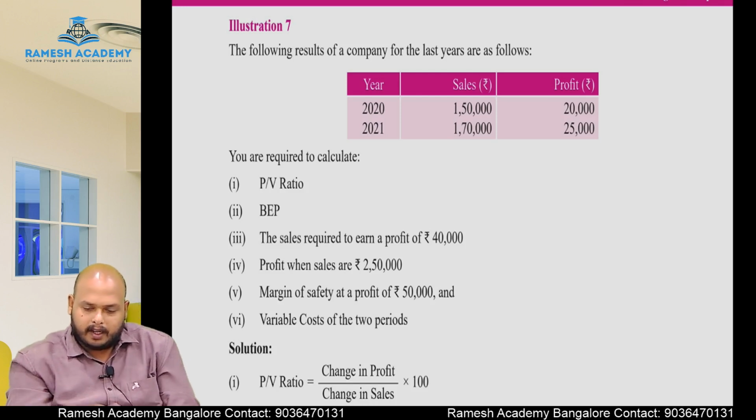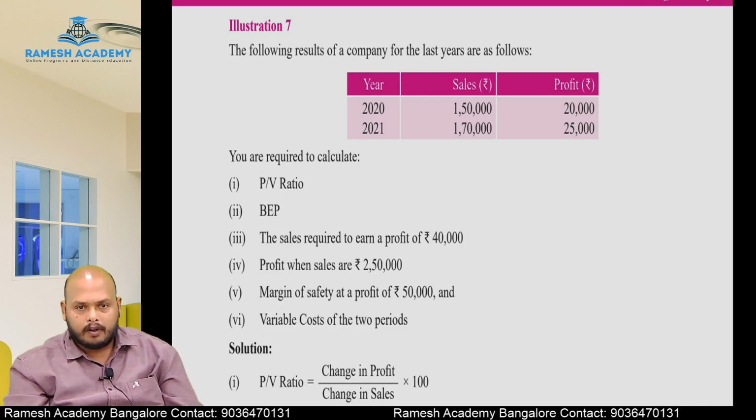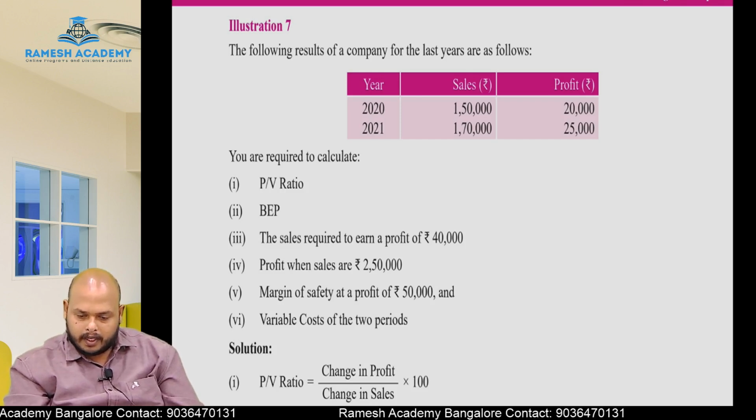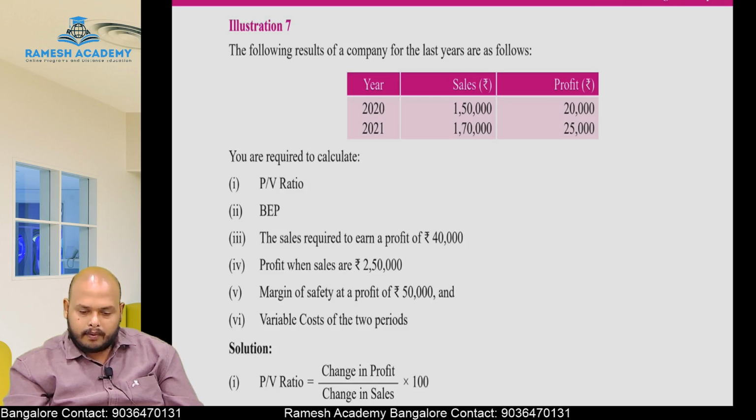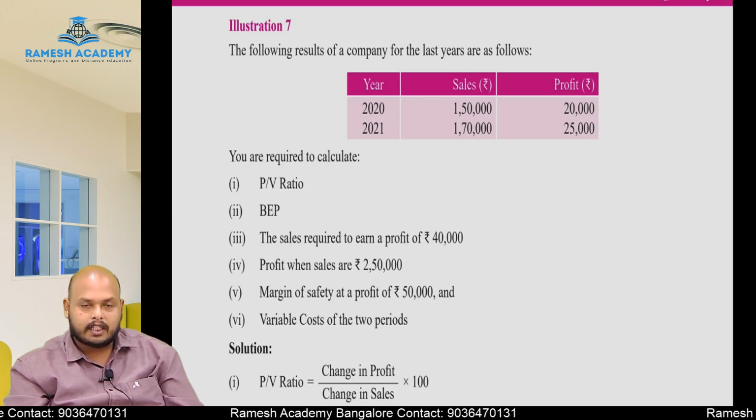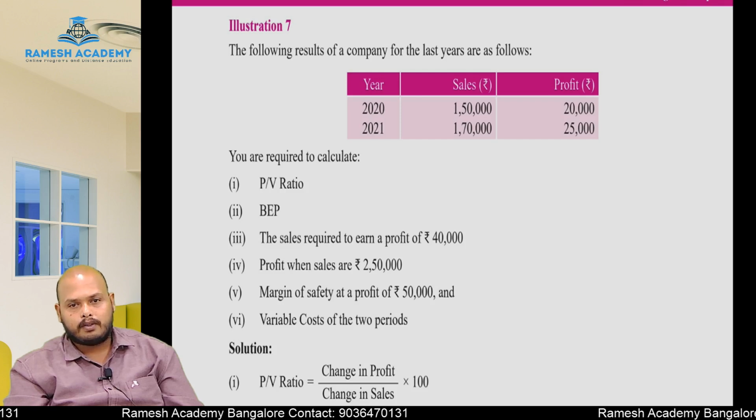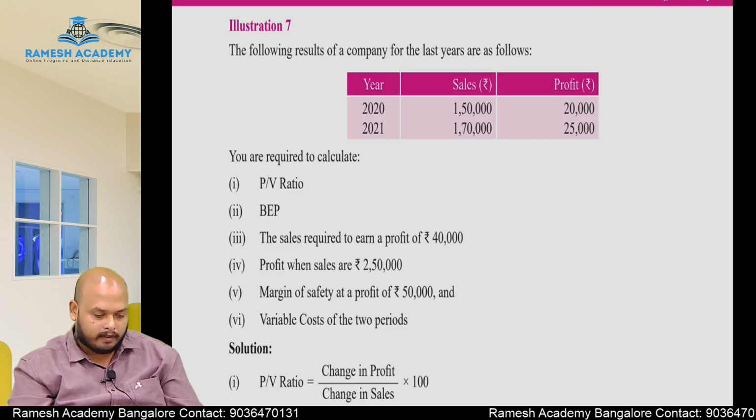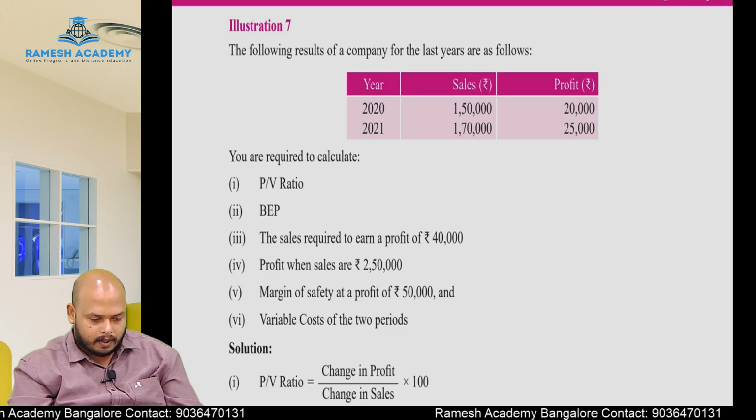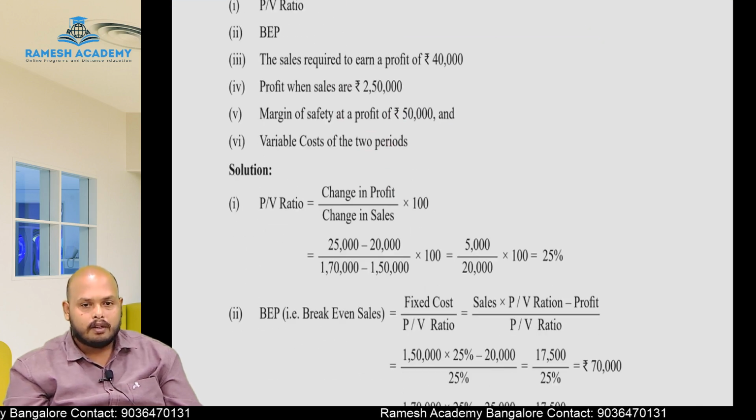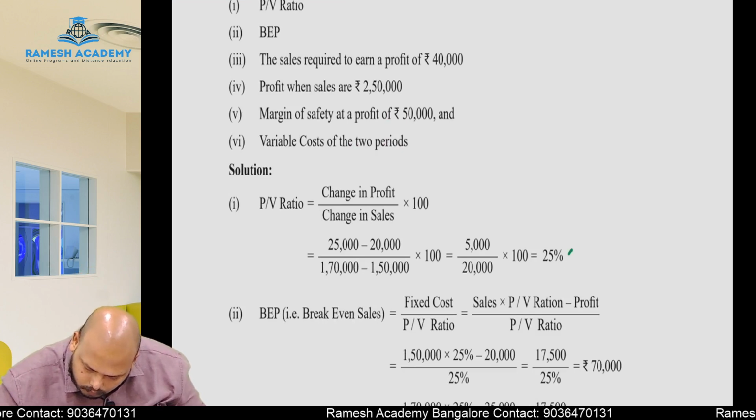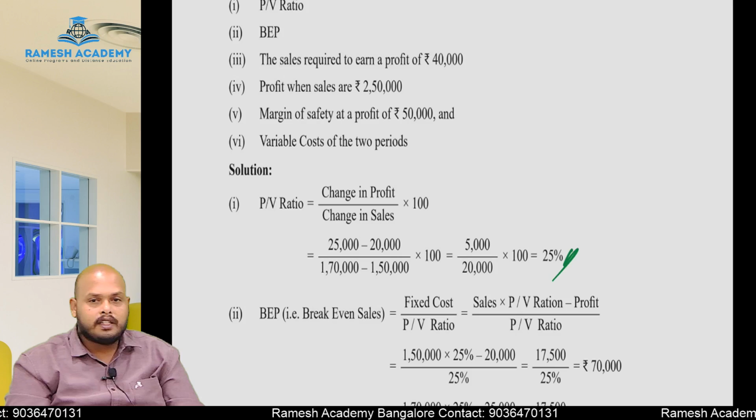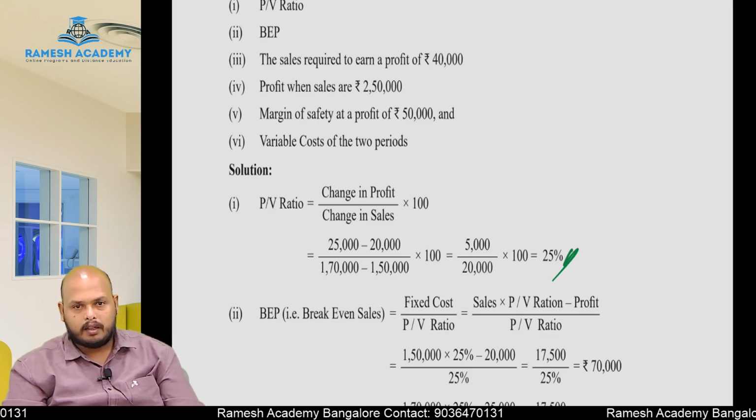The following are the results of a company for the last year. They gave the sales for 2020 and the profit also. For 2021 also they gave sales and profit. First question they are asking is the PV ratio. PV ratio is equal to, what is the formula? Change in profit by change in sales. 25 minus 20, 5,000, divided by change in sales 1,70,000 minus 1,50,000, 20,000. 5,000 divided by 20,000 into 100, that is nothing but how much percentage? 25%. PV ratio is equal to 25%.